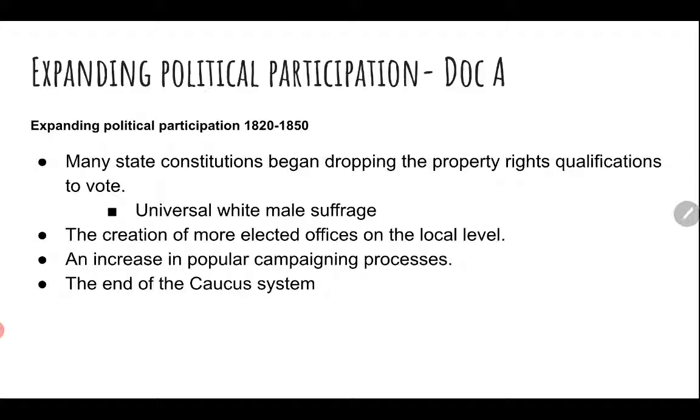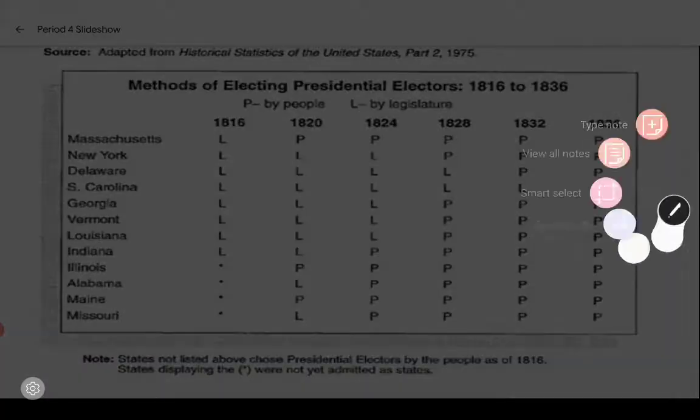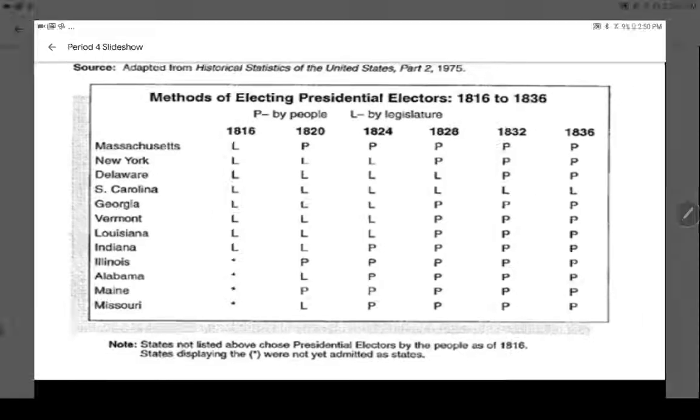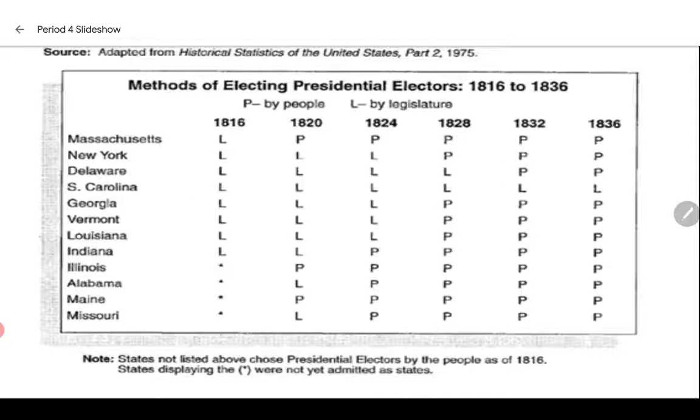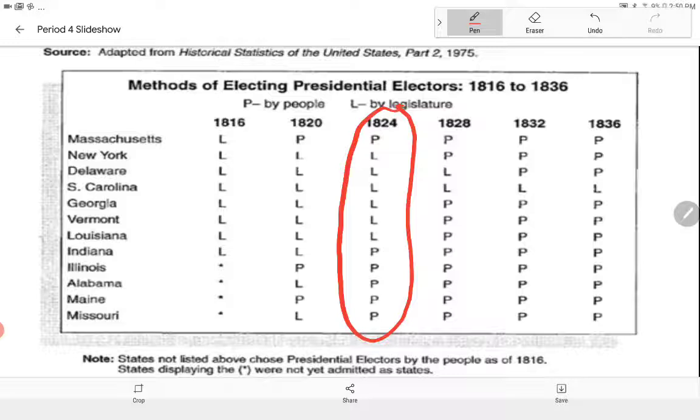The other thing is that more people are voting for more offices on the local level. There's an increase in popular campaigning processes, and rather than just having people make a decision in the back of a room, they are ending this sort of caucus system. So here we have Doc A, and just to take a look at the reading, it is important. So the first time Jackson is going to lose is here. This is in 1824. And I think it is significant.